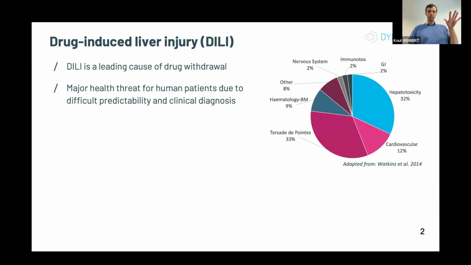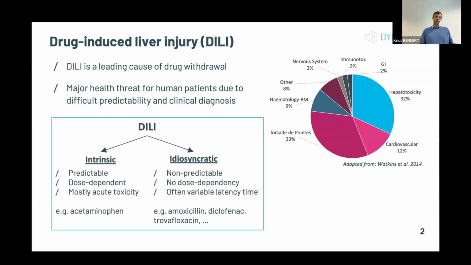Drug-induced liver injury is divided into intrinsic DILI and idiosyncratic DILI. The intrinsic form is predictable, dose dependent, and mostly acute toxicity. An example for this is acetaminophen, also known as paracetamol. On the other side, you have idiosyncratic DILI. It is non-predictable, has no dose dependency, and often a variable latency time. Antibiotics like amoxicillin or trovafloxacin are situated here, for instance.